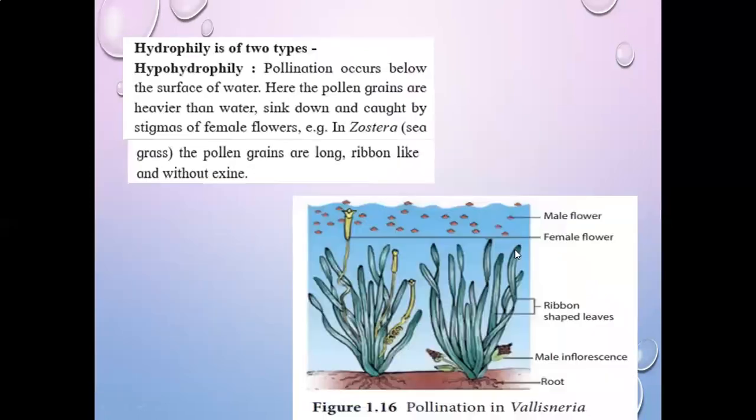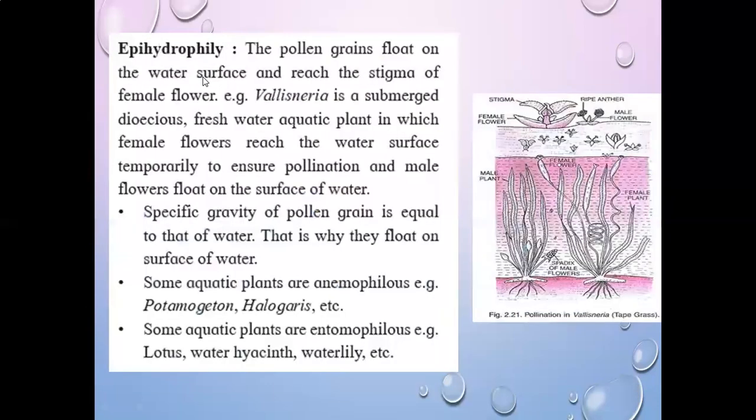Next, there are two types of hydrophily. Just now I explained to you about Vallisneria. These Vallisneria plants are present below the surface of water, hence it shows hypohydrophily. Hypo means below and epi means upon. You know this. So these are the two types of hydrophily: hypohydrophily and epihydrophily. We'll see one by one.